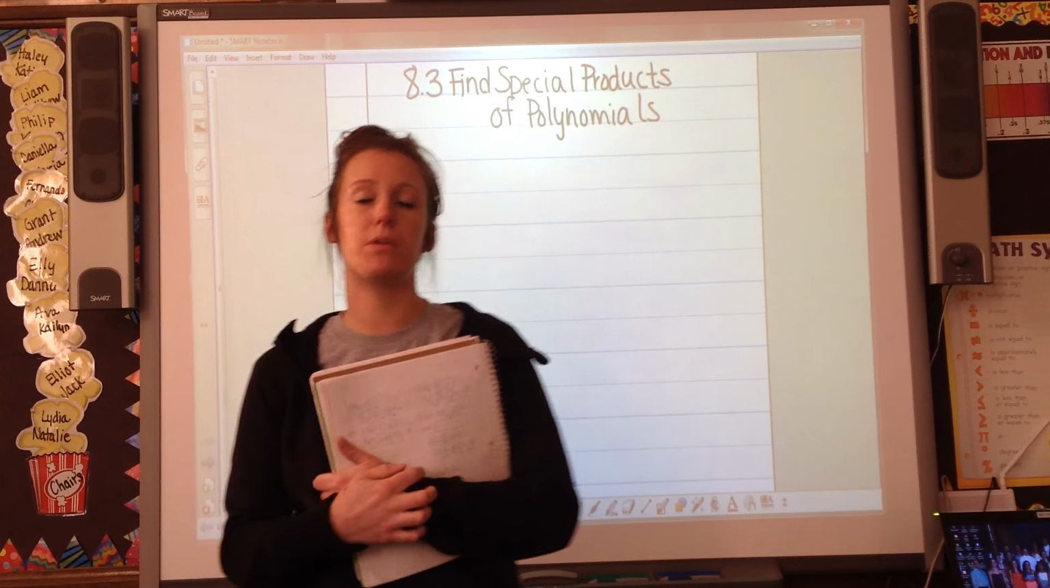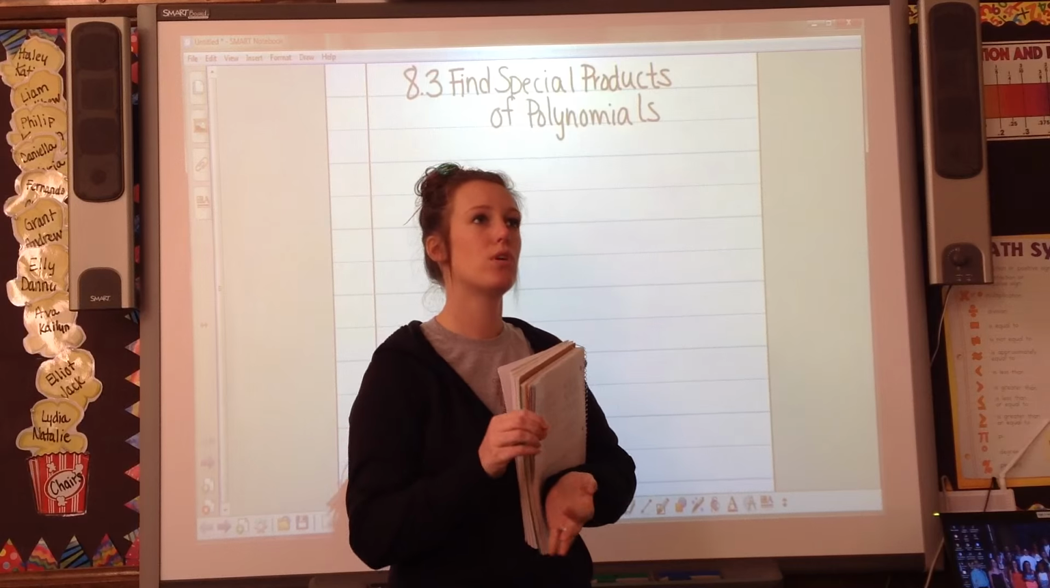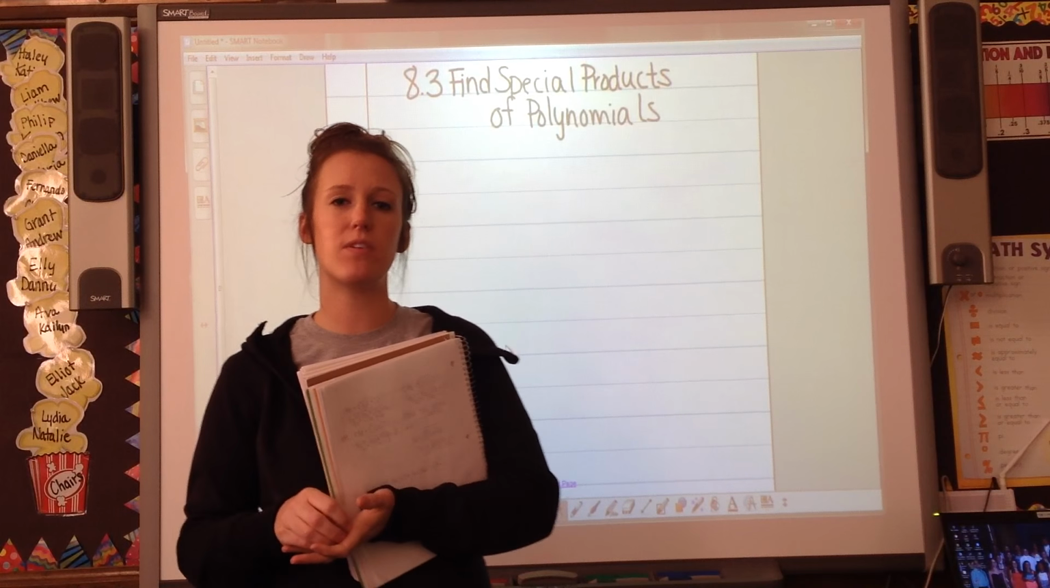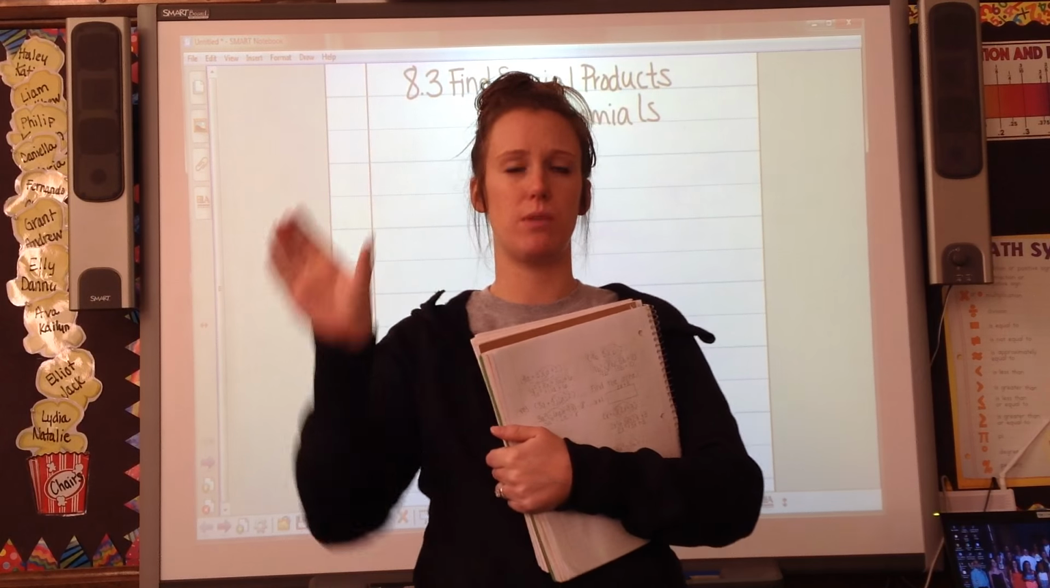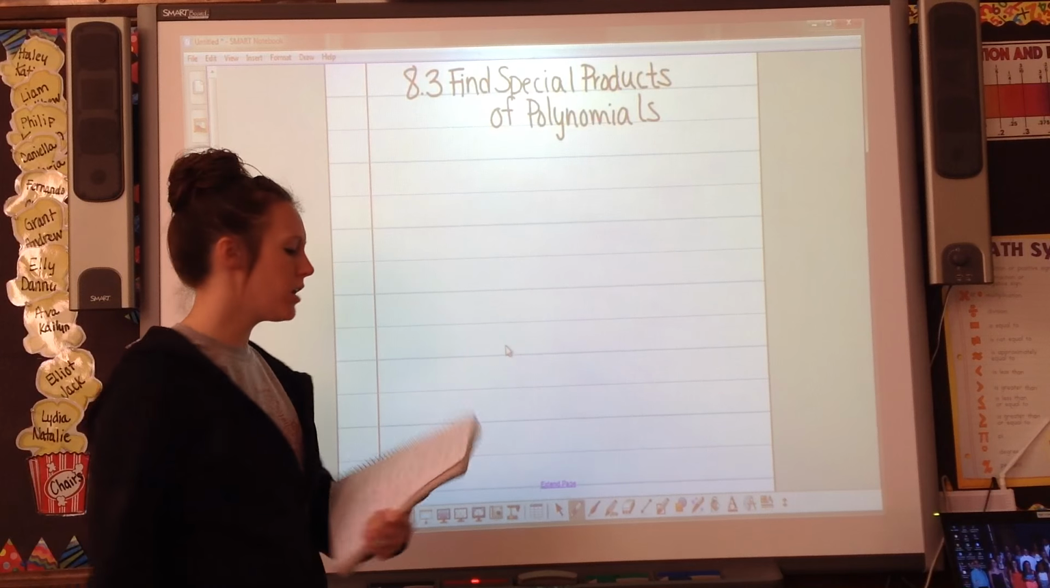Okay, so today we're going to be multiplying polynomials again, but this time we're going to use shortcuts for specific types of multiplication, binomial times binomial. So the first one's called a square binomial.